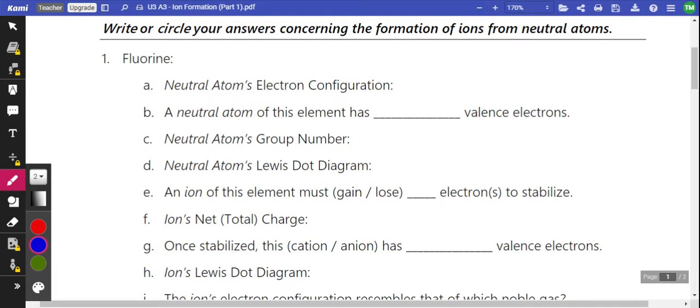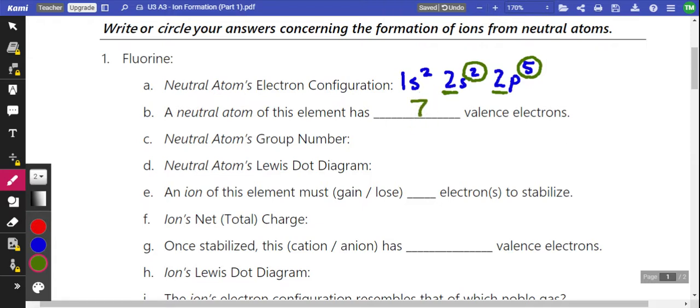So it's going to be something like this: 1s2, 2s2, 2p5. Okay, so that's how fluorine usually is as a neutral atom. Now valence electrons are the number of electrons farthest out in the electron cloud. In this case, our second energy level is the farthest out, and we have 2 electrons in the 2s and 5 electrons in the 2p. So in the second energy level, we have a total of 7 valence electrons.